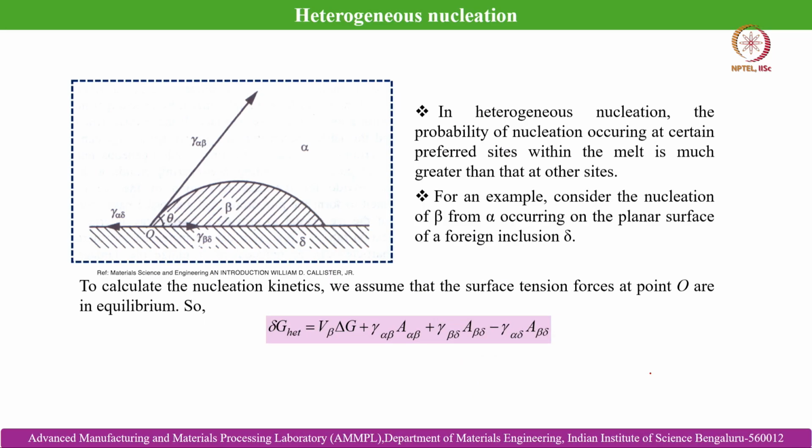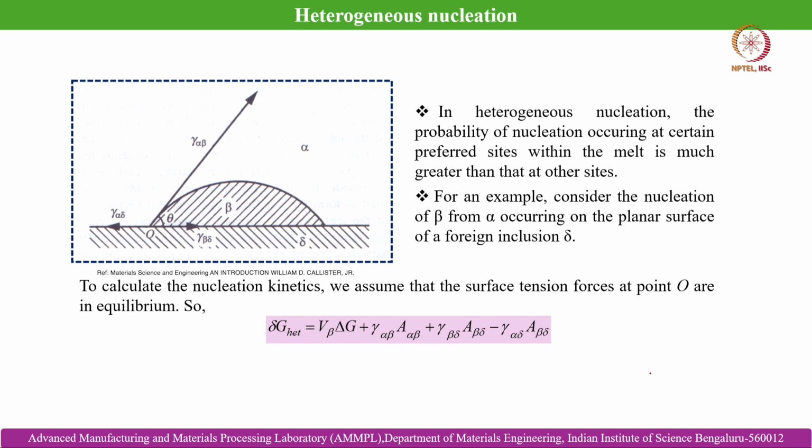Okay, so welcome back in this course Advanced Manufacturing and Process Modeling. Till the last class we discussed homogeneous nucleation. Today we will start with heterogeneous nucleation. In heterogeneous nucleation, as I told earlier, the chances of nucleation are more in the preferential sites that are provided within the liquid melt, unlike homogeneous nucleation where the probability is the same everywhere.